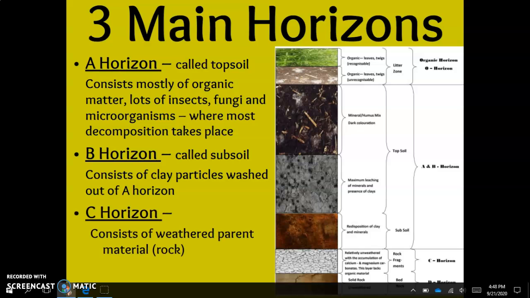So we've got our A, our B, and our C horizons. Again, A is the topsoil. It's got a lot of the organic matter, a lot of insects, fungi, microorganisms. B is the subsoil, and it consists of clay particles washed out of the A horizon. So when it rains, clay will get washed from the A horizon into the B horizon. And then the C horizon is mostly just the weathered parent material, so the rock.